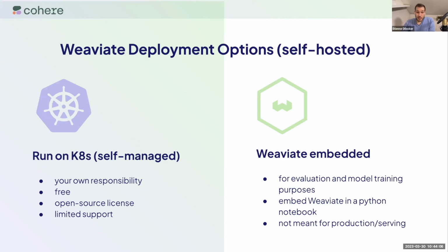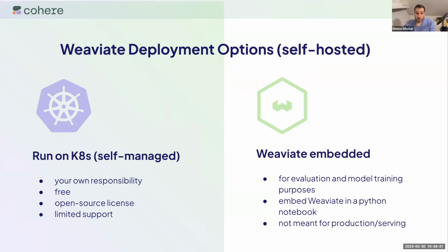But because Weaviate is open source, if you say, well, I don't want to sign a contract yet, or don't want to go into any kind of commercial offering yet, you could either try it out for free, or you could completely self-host it if you want. You could run Weaviate on Kubernetes, for example. It's not a requirement, but Kubernetes is very common to use. We have a supported Helm chart. And then it's your own responsibility. It's completely free. There's an open source license, and there's some limited support, basically community support on a best effort basis.